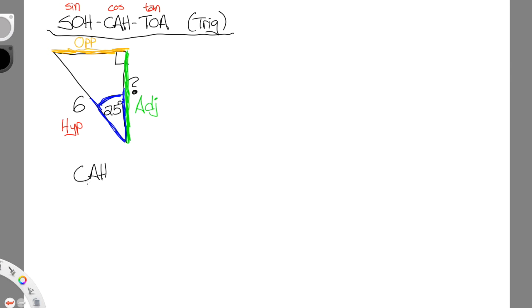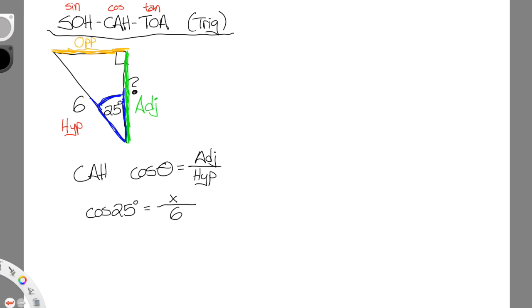And what CAH means is that cosine of the angle, we'll call it theta, is the adjacent divided by the hypotenuse. So I recommend, until you get the hang of it and have done this a bunch of times, always write this out first. Then plug in what you know. So we know our angle is 25 degrees. We don't know our adjacent, that's what we're trying to find, so I'm just going to call it x, everybody's favorite variable, divided by the hypotenuse, which is 6.